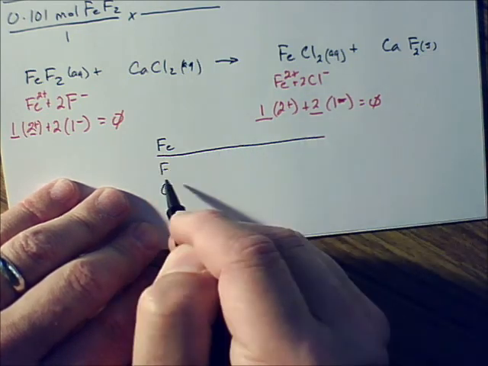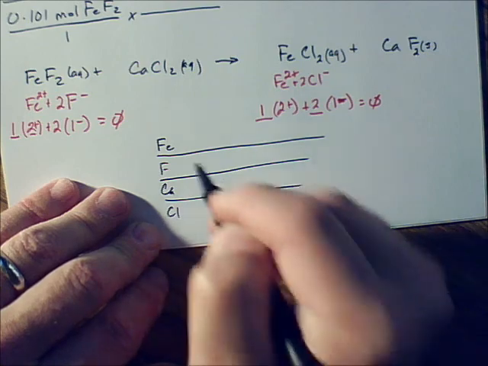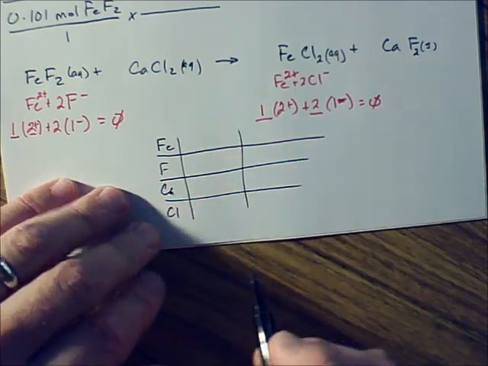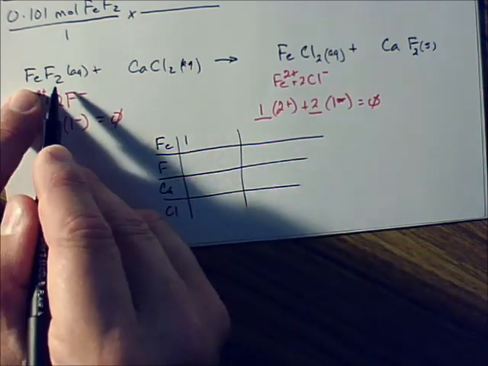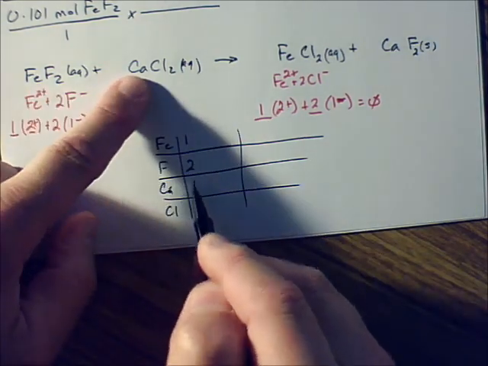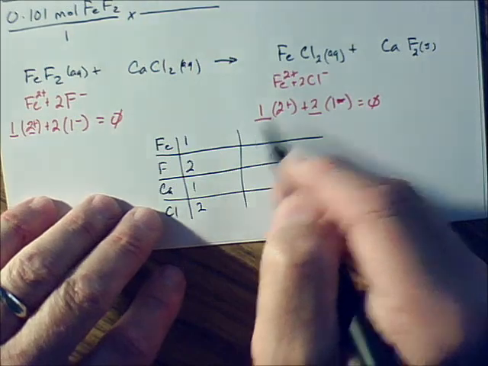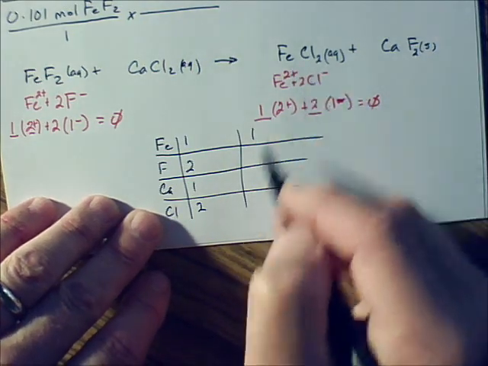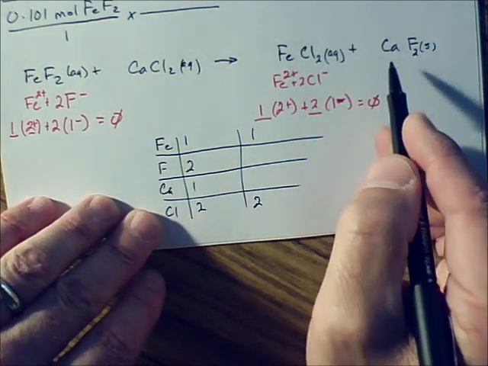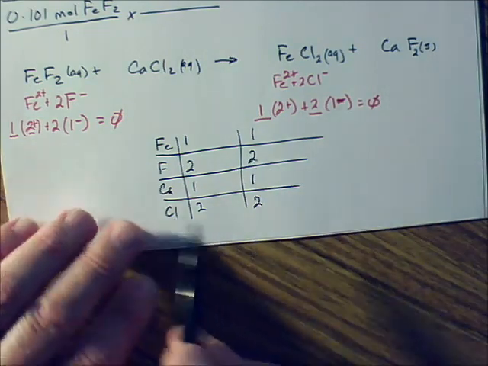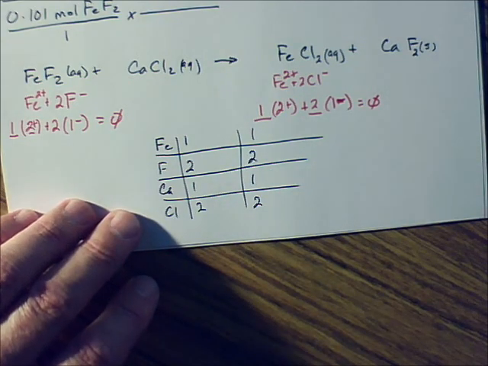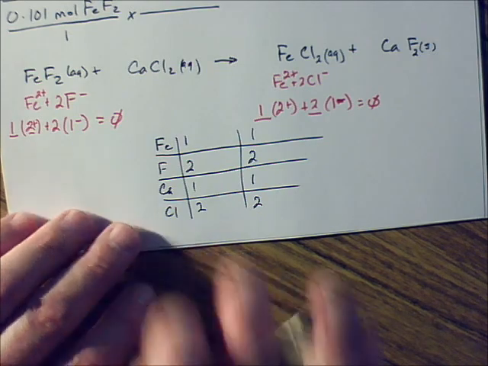An atom inventory is a kind of grid or spreadsheet to count up all of our atoms. We've got 1 iron and 2 fluorines, 1 calcium and 2 chlorines. Turns out we have 1 iron and 2 chlorines on this side, 1 calcium and 2 fluorines on this side. So we can see that it's already balanced. We don't have to do anything else. This is already balanced. That's done.